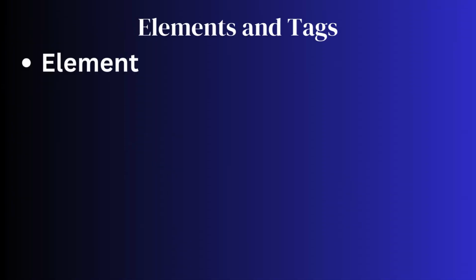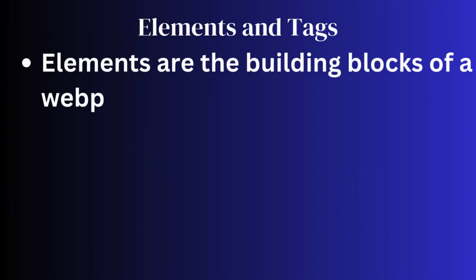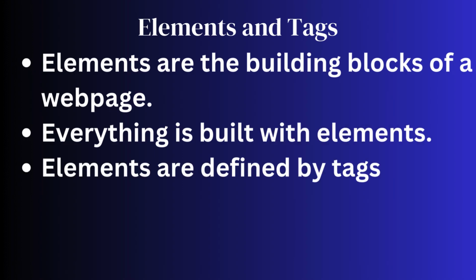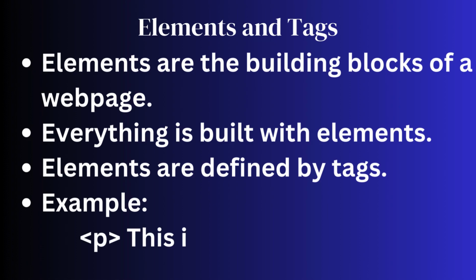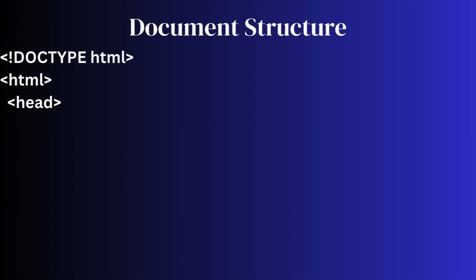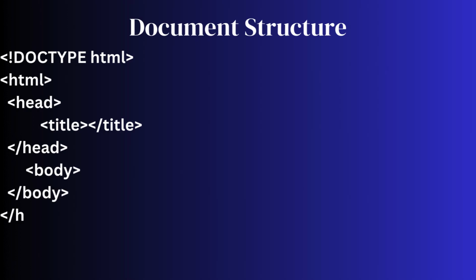Starting with HTML elements and tags. Elements are the building blocks of a web page. Everything is built with elements and these elements are defined by tags. Tags enclose content and gives it meaning. For example, the paragraph tag. Moving on next to our document structure, HTML documents follow a specific structure. This basic structure includes the doctype HTML declaration, the HTML element, the head section for metadata, and the body section for the visible content. Understanding and following this structure is crucial for creating well formed HTML documents.